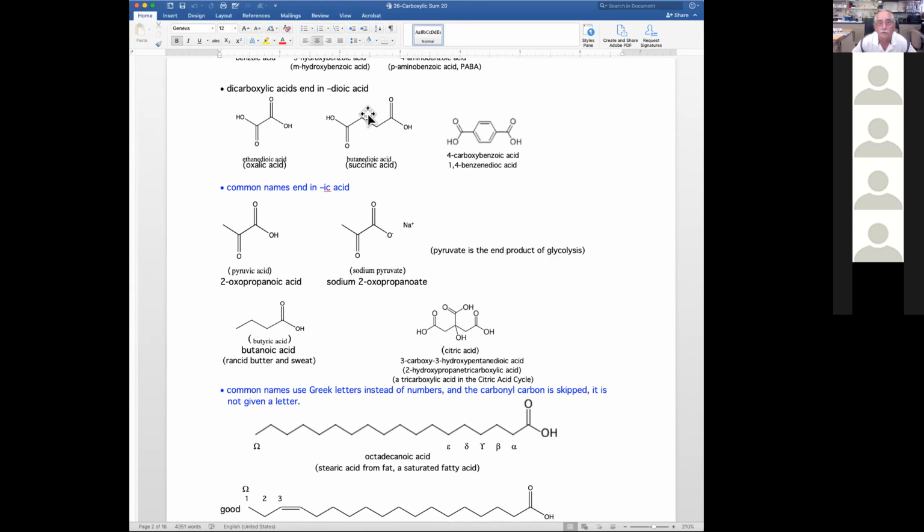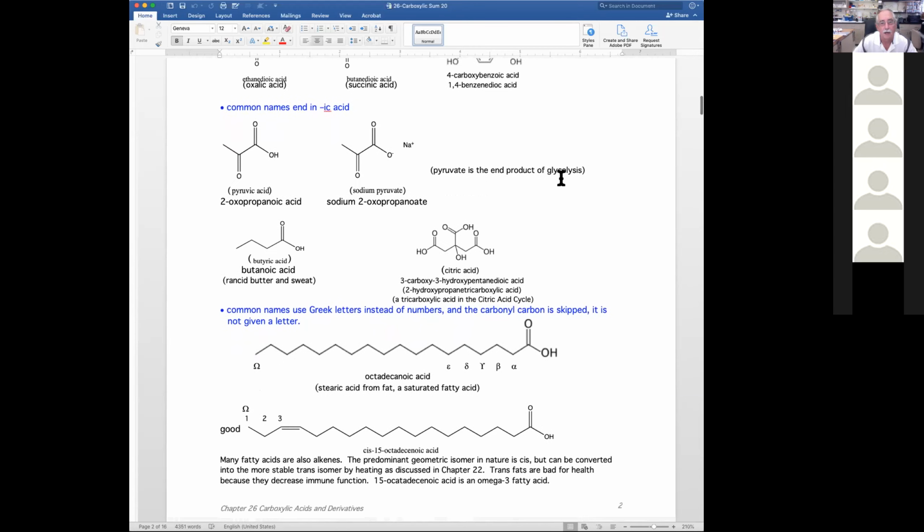So here's 1, 2, 3, 4. So this would be called butane dioic acid. Its common name is succinic acid. So here's benzoic acid, but we could call it 4-carboxy benzoic acid, or we could say 1,4-benzene dioic acid. And the common names end in ic acid.